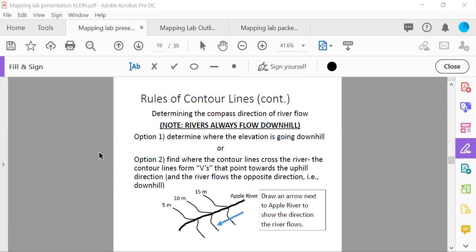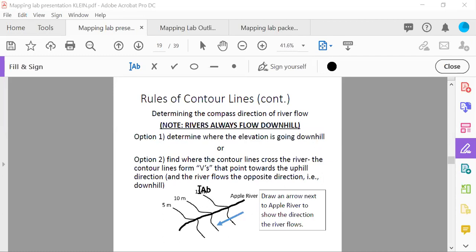Then we have a trick to determine the direction that rivers are flowing. So there are two ways. First of all, keep in mind that rivers always flow downhill. So the first option of how to determine the direction the river is flowing, in this case, the Apple River, which I already drew the arrow next to, but you could determine where the elevation is going downhill.